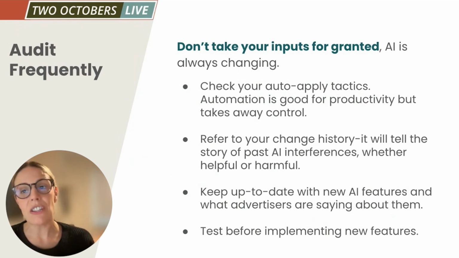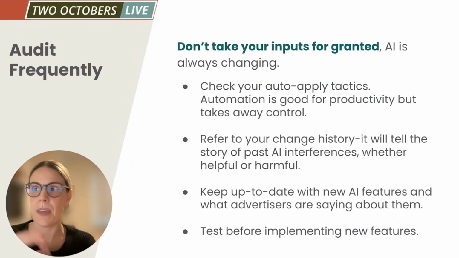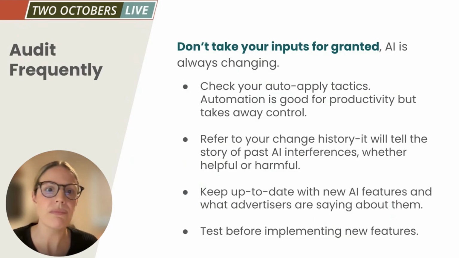Referring to your change history is one way that you can check this. It's going to tell the story of past AI interferences, whether they're helpful or harmful. At least you'll know that they have occurred and that you can take control of that.